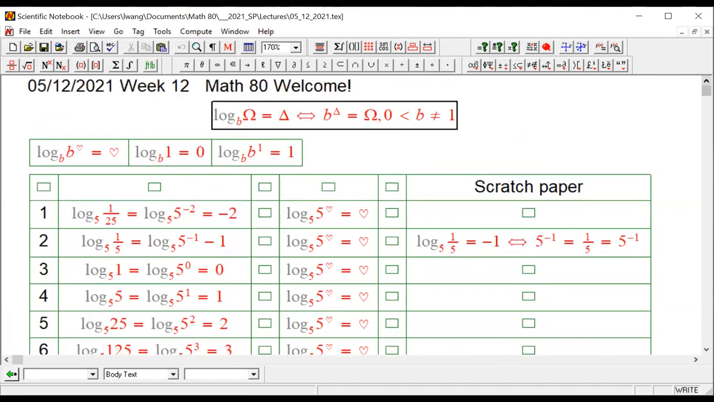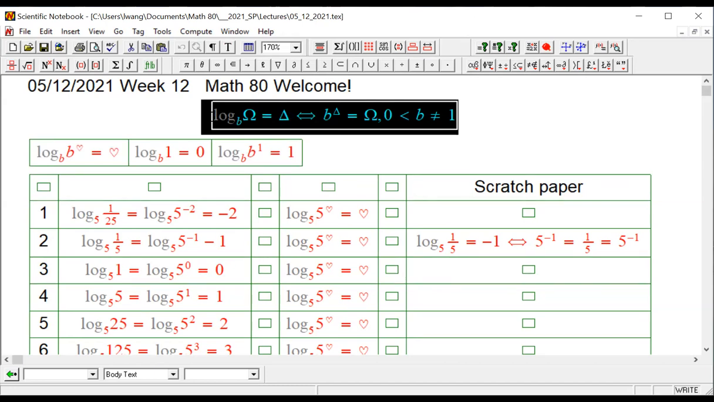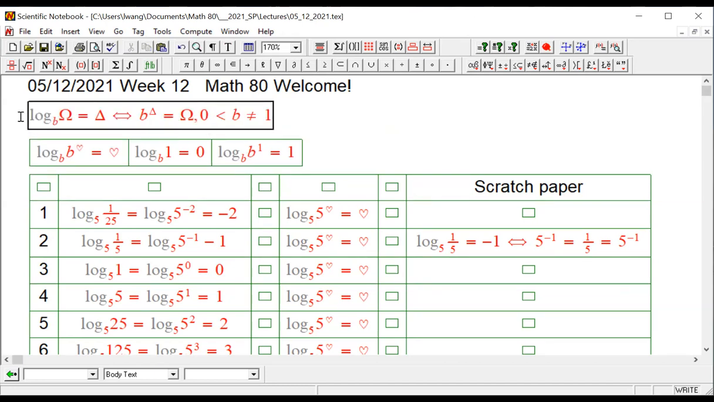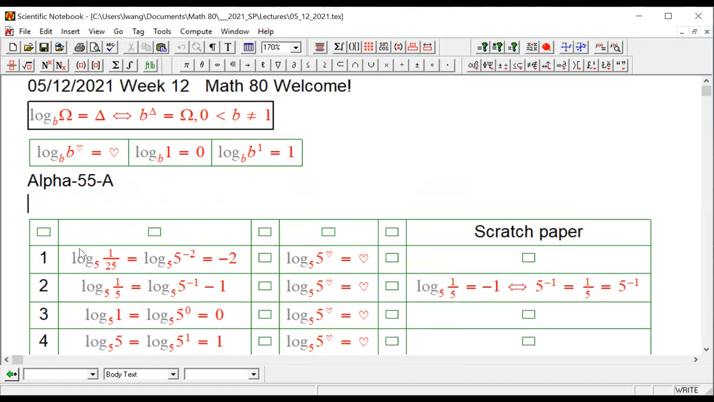So far you can see from the definition, we have harvested these patterns that we can use, but we don't have to. These are just the perks, right? So let's look at alpha 55A. I'm gonna choose some questions for you to do. Some of these questions we have already done. We have pretty much done all of them, or something similar.